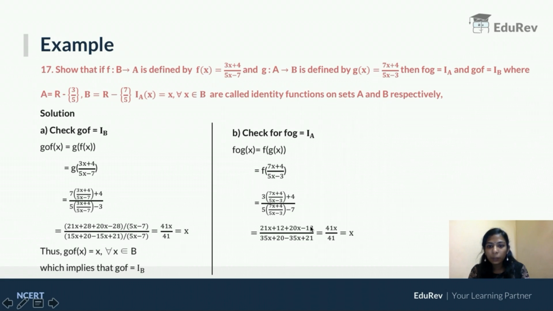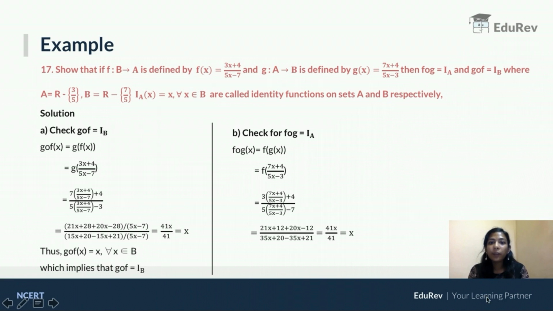So here plus 12 minus 12 gets cancelled. 21x plus 20x is 41x. And here in the denominator 35x minus 35x gets cancelled and 20 plus 21 is 41. So 41x by 41 is simply x. You have started with x and after applying this function f circle G, you are ending up with x.